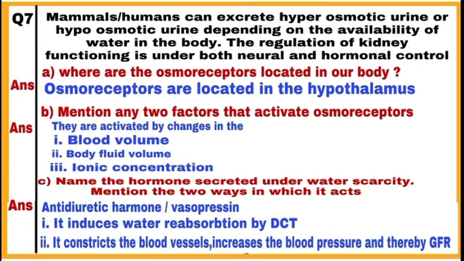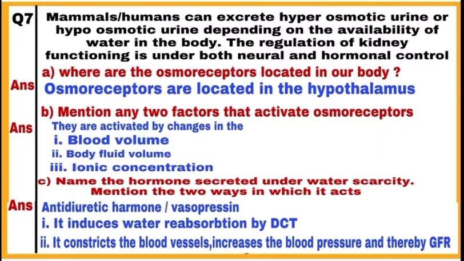Part B. Mention any two factors that activate osmoreceptors. Osmoreceptors are activated by changes in the number 1 blood volume, number 2 body fluid volume, and number 3 ionic concentration. Part C. Name the hormone secreted under water scarcity. Mention the two ways in which it acts.